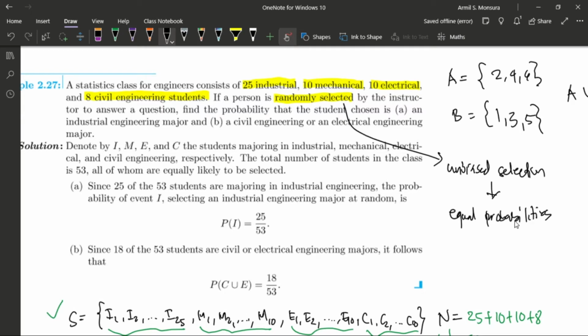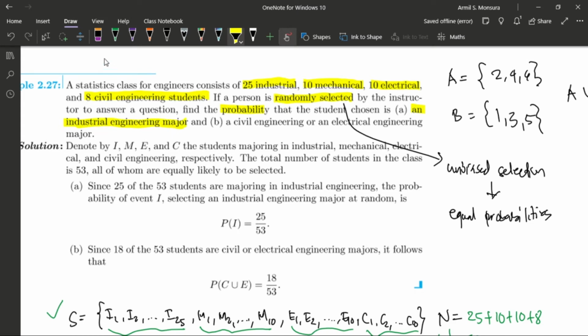Okay. So, pero in this case, basta pag sinabi nyo randomly selected, the selection process is unbiased. So therefore, we'll talk about equal probabilities. Okay. Now, the questions: find the probability that the student chosen to answer the question is an industrial engineering major.